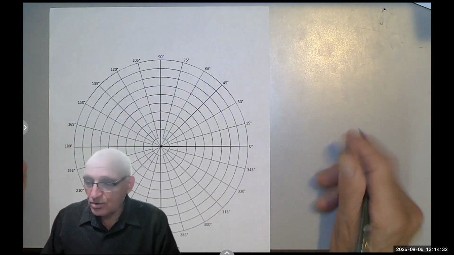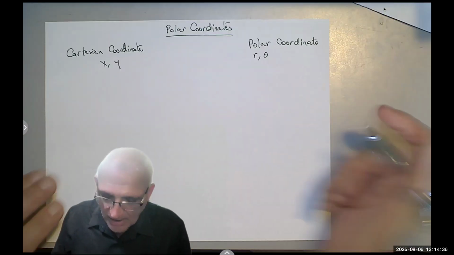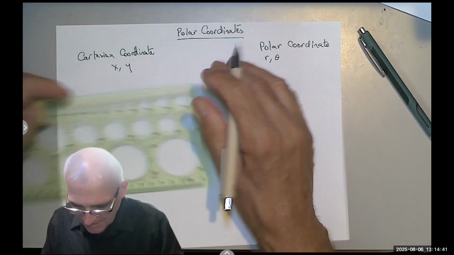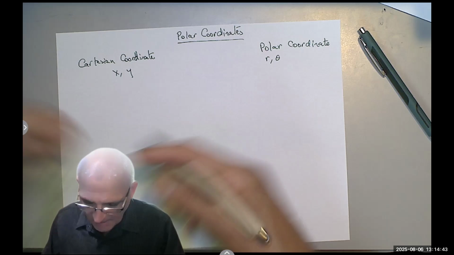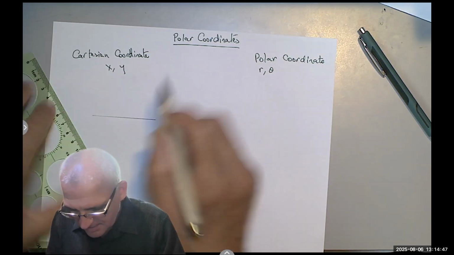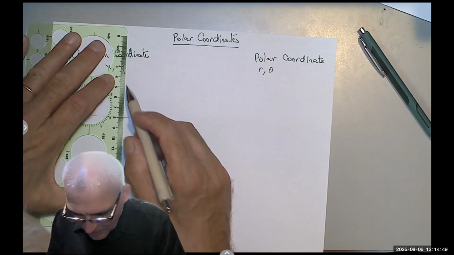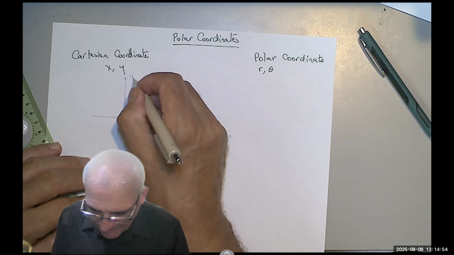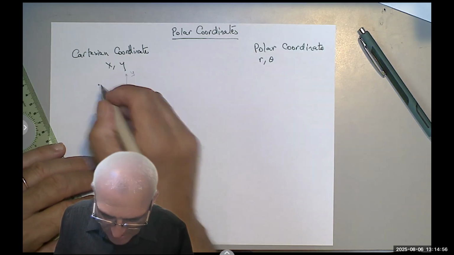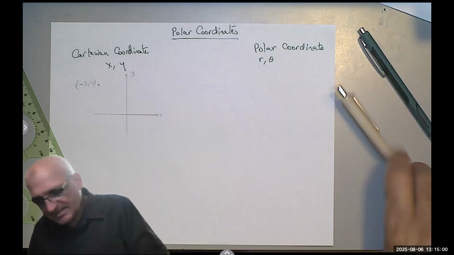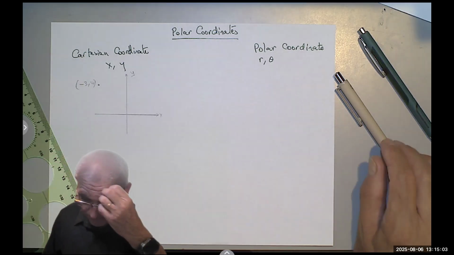Okay? So how are they related? If I have a point x and y in the Cartesian coordinate system, let's pick a point, and let's make it in the second quadrant, not the first. We always use the first quadrant, but we need to do something else. So let's say this point is -3 and 4. So x is negative, y is positive.